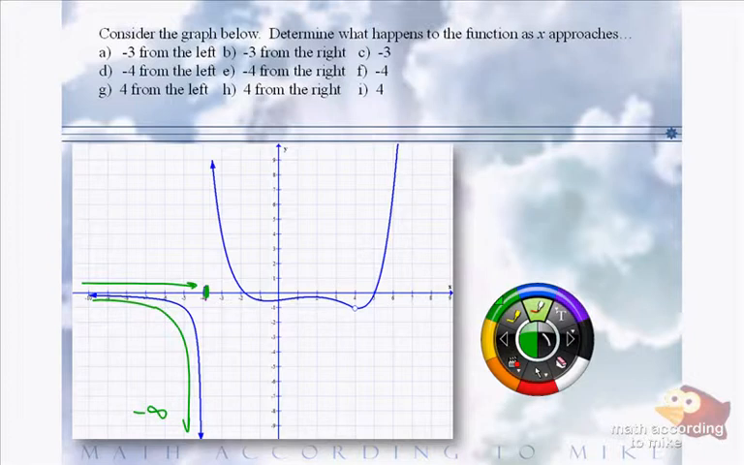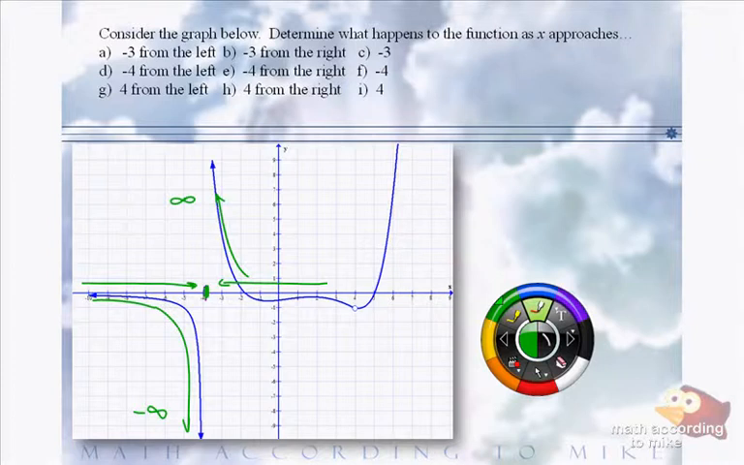How about when we approach from the right? What happens to our function? It goes towards positive infinity. So let's talk about the limit itself. The left one towards -infinity, the right one towards positive infinity. Are they going the same place? So, does the limit exist at -4? No. So you would say does not exist for part F.